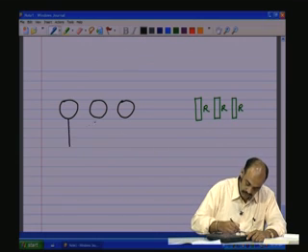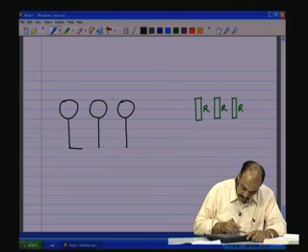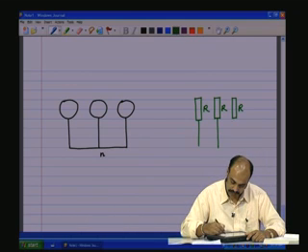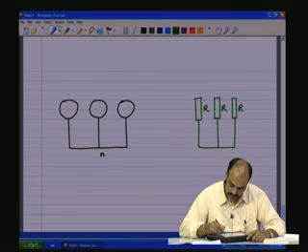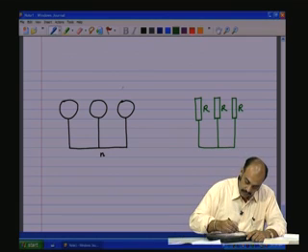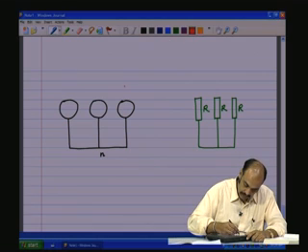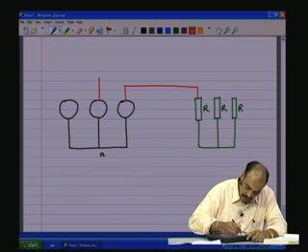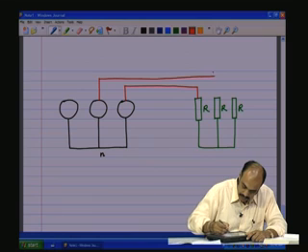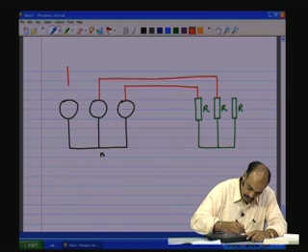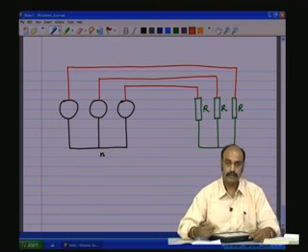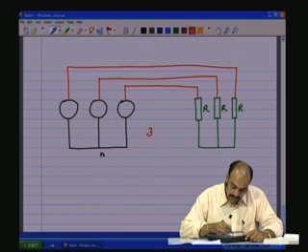Now, all the 3 sources, the return path points, I am going to common them, call it n, and in the case of the loads also, all these are going to be commoned, and then the other ends of the sources are connected in this fashion to the loads. So, this is a 3-phase, 3-wire system.